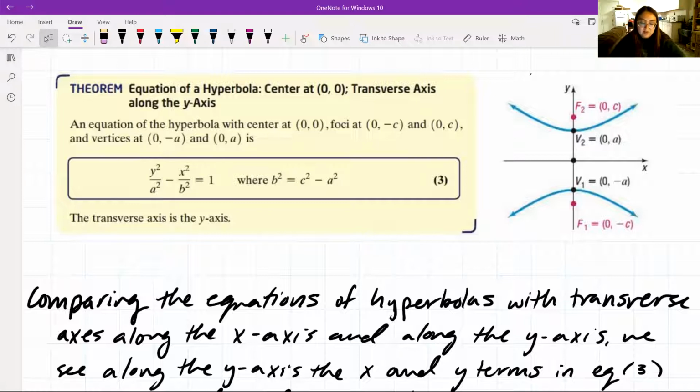The main thing to notice here is that we did not switch a and b. When we were working with our ellipses, we switched the values of a and b to indicate which axis was going to be, in that case, our major axis. In determining our transverse axis now, instead of switching a and b, we are switching x and y. So now we've started with y squared instead of x squared. And we still have that subtraction symbol, which is always a giveaway that it is a hyperbola.